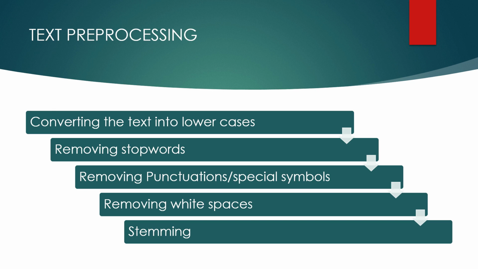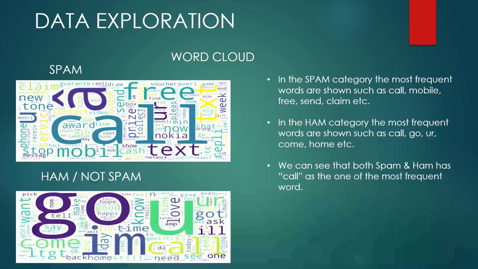Our next step is to see what types of words are frequently used in spam and ham. By the word cloud, we can see that in spam, call, free, prices, mobile, cash, phone, text and week are the most common words, and in ham we can see that go, come, back and home are the words used. Now for the next slide, Shubham will explain.